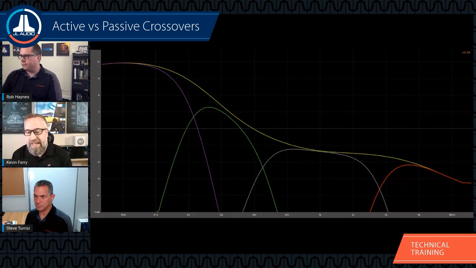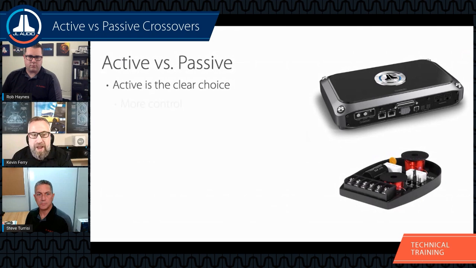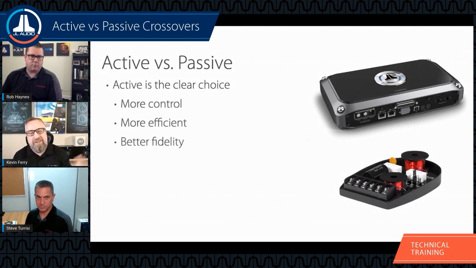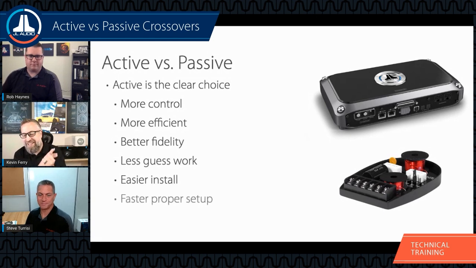Utilizing an active network will allow you to get each one of these individual drivers aligned to where it should be and be a pleasing listening experience when we hit that summed target response. So wrapping things up here, active versus passive. Active really is the clear choice. If you couldn't tell by the entire presentation that we've gone through here, more control, more efficient, better fidelity. You have less guesswork of what your settings are and what you're doing in the system. It's easier to install. You don't have these passive networks to go through and mount. And it is a faster setup when you're doing it properly.